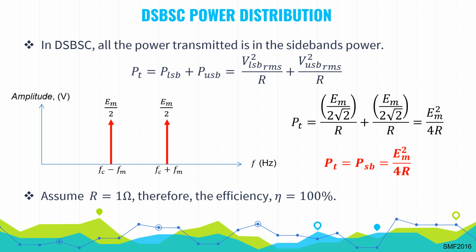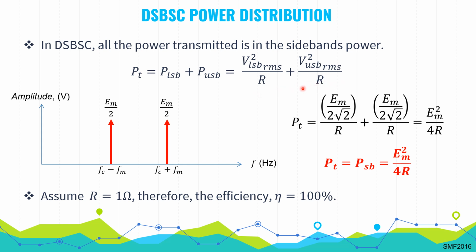Let's now discuss the power distribution in DSBSC. In DSBSC, all the transmitted power is concentrated in the sidebands. There is no power wasted on the carrier. The total power, P sub T, is the sum of the power in the lower sideband, P sub LSB, and the upper sideband, P sub USB. Mathematically, this can be expressed as P sub T is equal to P sub LSB plus P sub USB, which is equal to V sub LSB sub USB RMS squared divided by R.